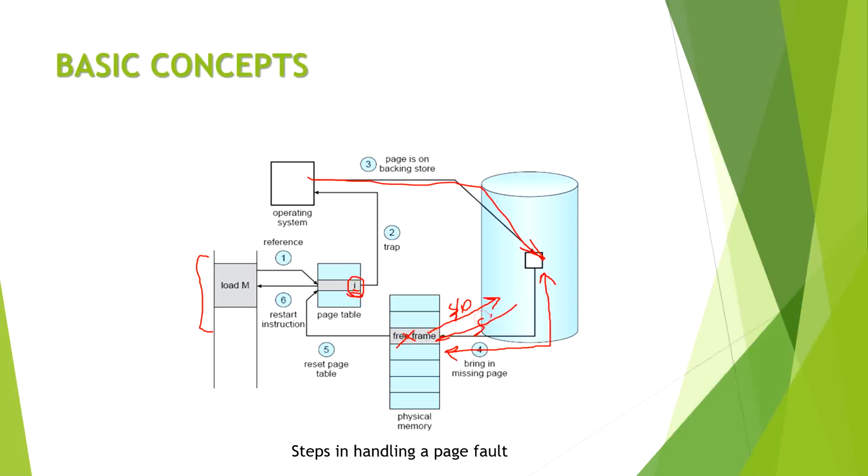Now when this page is in physical memory, what will it do? It will reset the page table and mark this bit as valid. So now this page can be accessed by the program. Now that all the demands are fulfilled, it restarts the instruction. This is fed to the logical memory, the process or the program, and the execution continues.